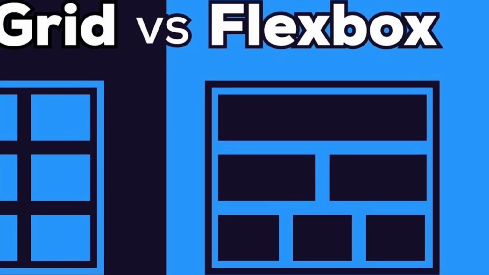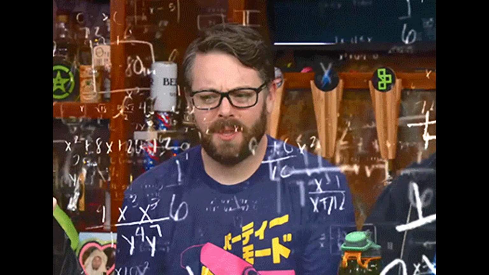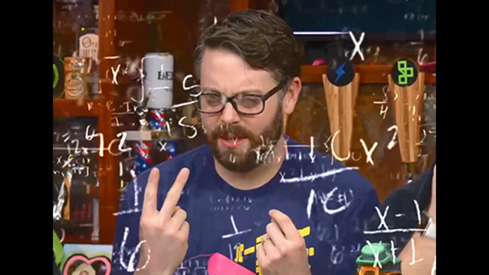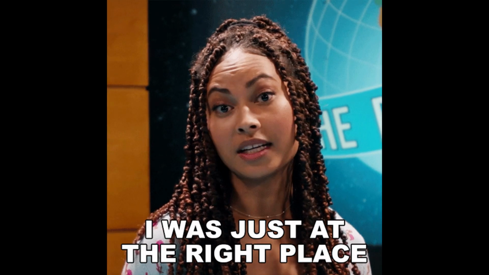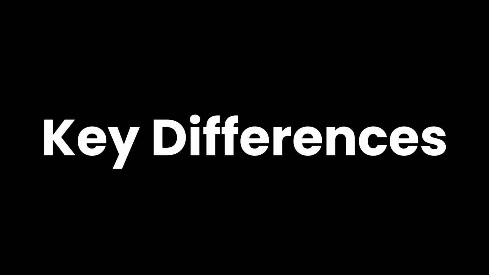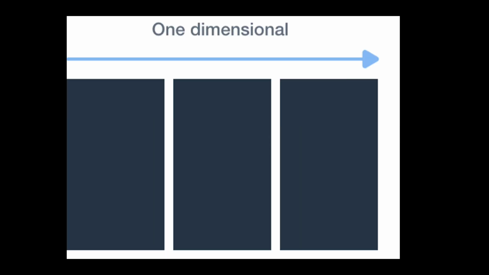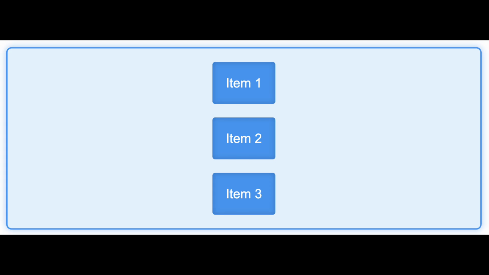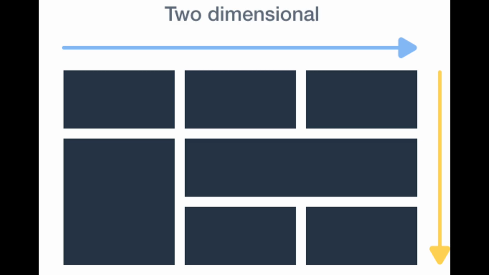CSS Grid or Flexbox. If you've ever been confused about which one to use, you're in the right place. First, let's understand the key difference between them. Flexbox is one-dimensional, meaning it lays out items in a row (horizontal) or a column (vertical). Grid is two-dimensional, meaning it can control both rows and columns at the same time.